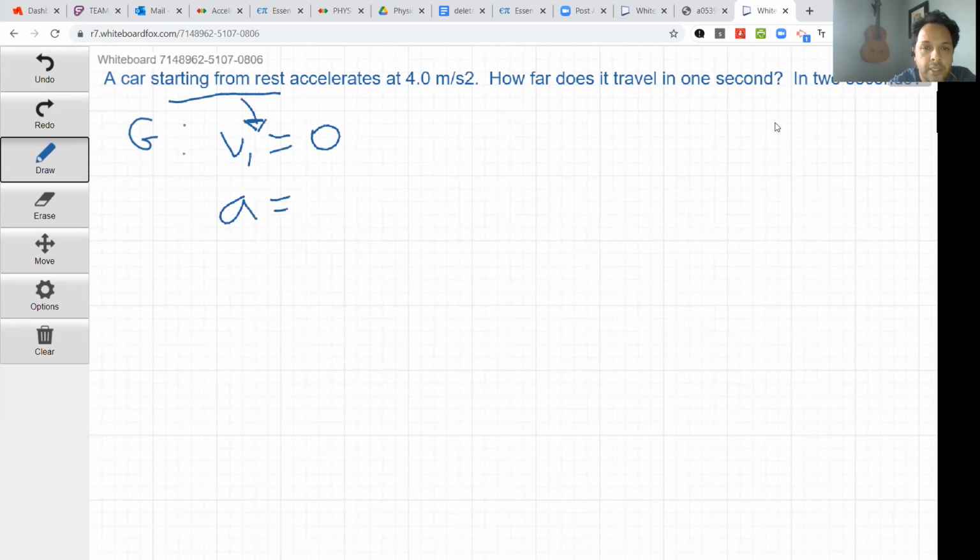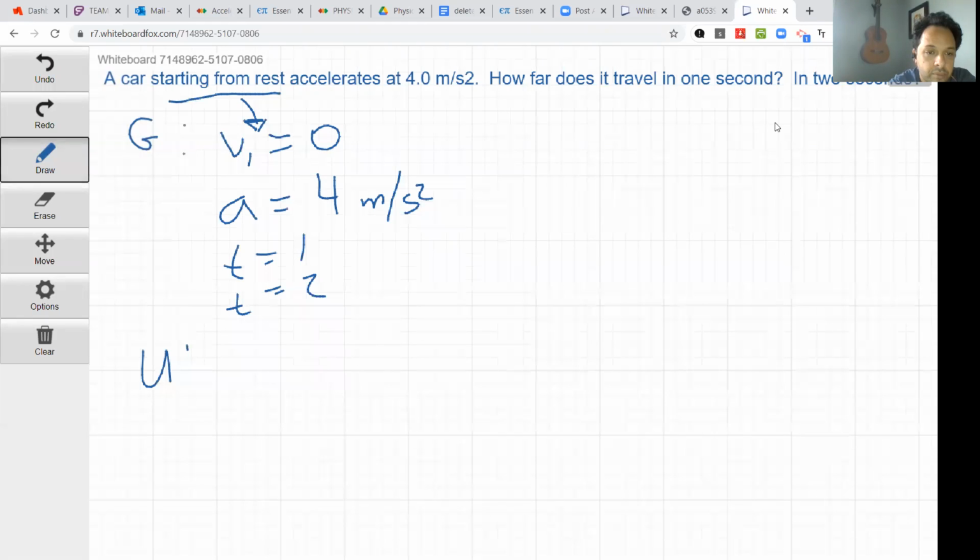He accelerates at 4 meters per second squared. So that's the acceleration. How far does it travel in 1 second and in 2 seconds? So they want time equals 1, time equals 2. What's the unknown? They want to know how far. So what equation are we going to use? We're going to use the one for x.